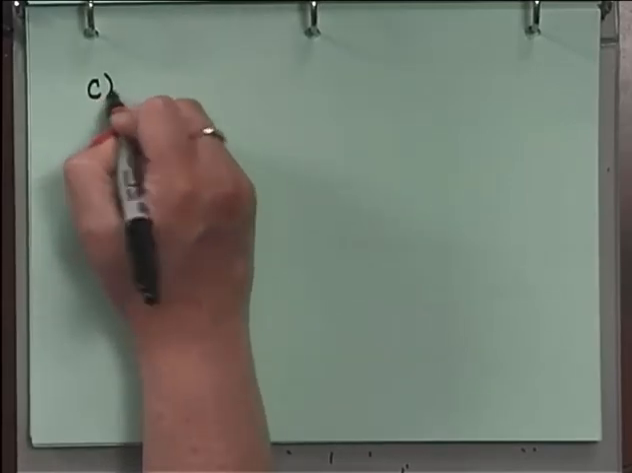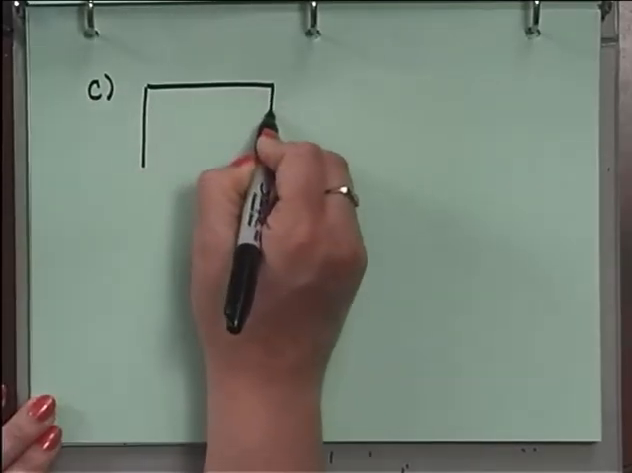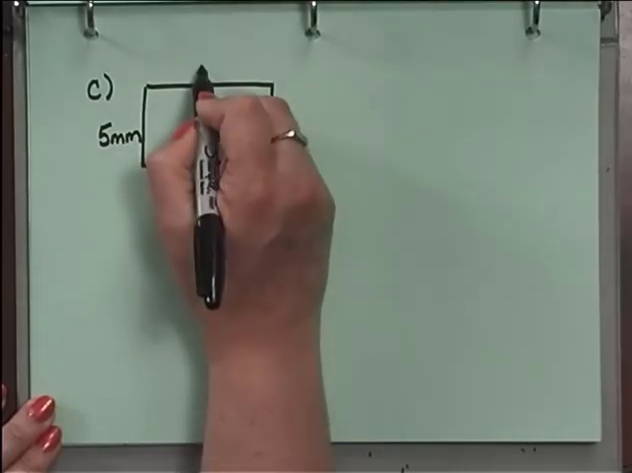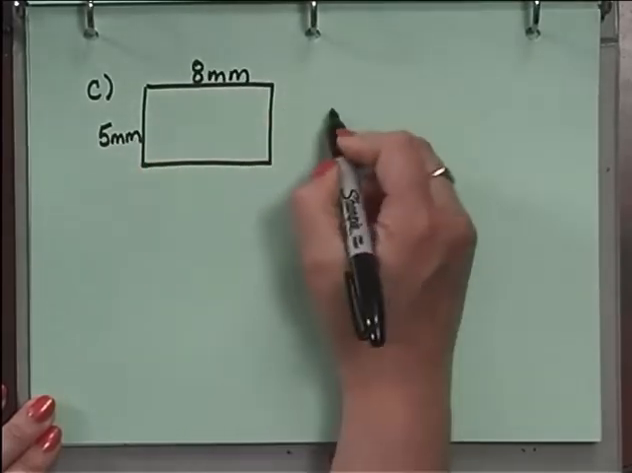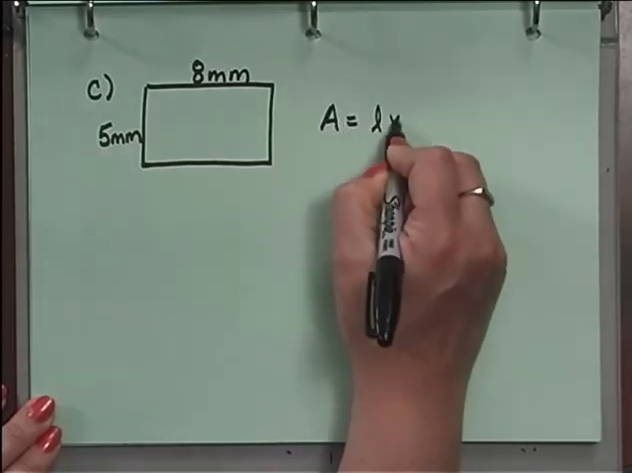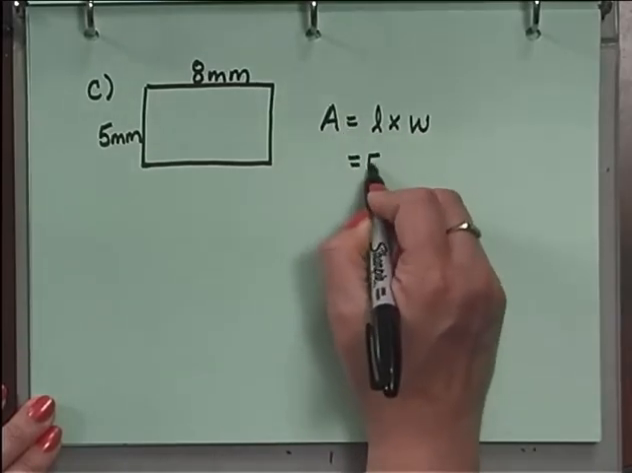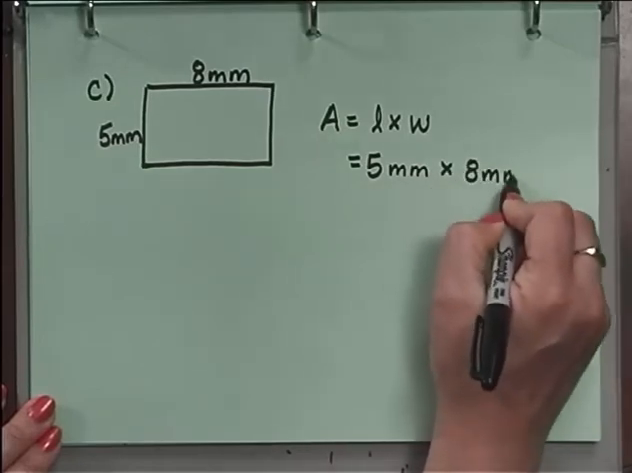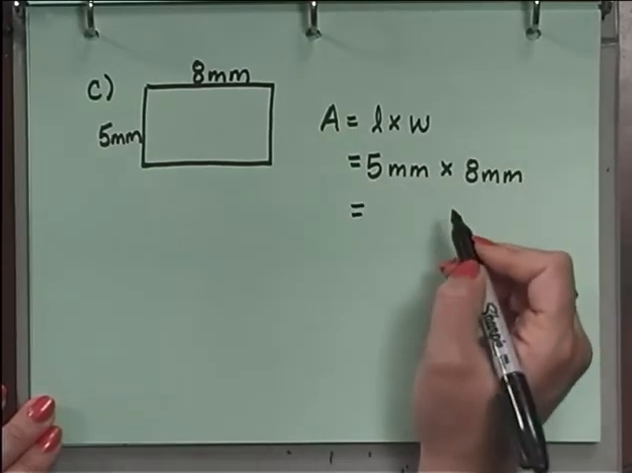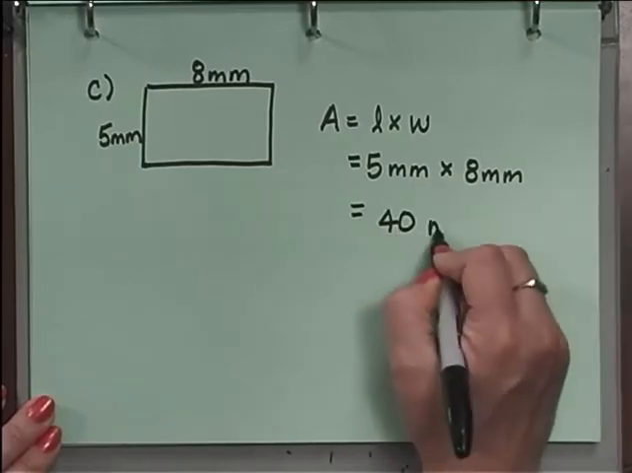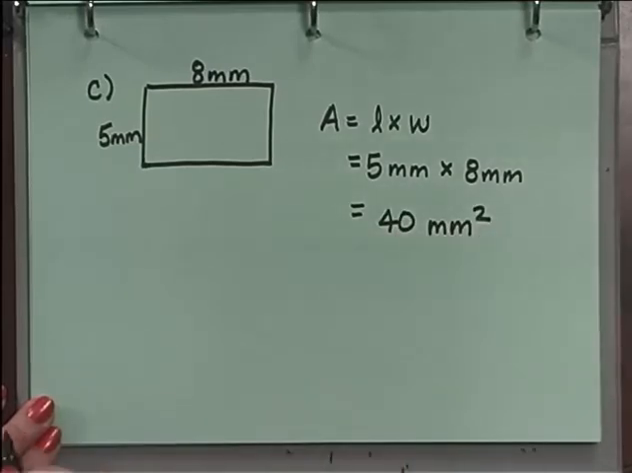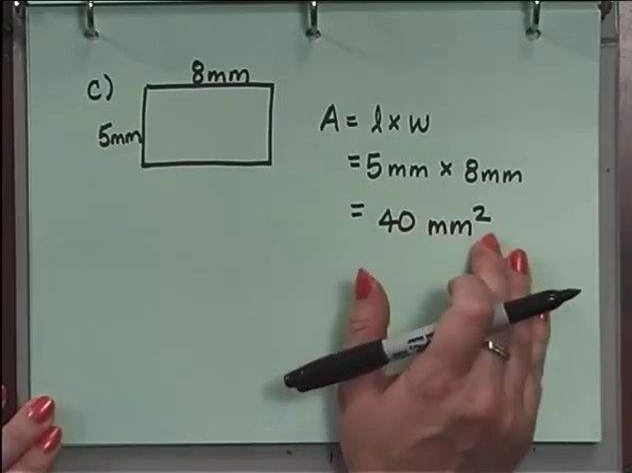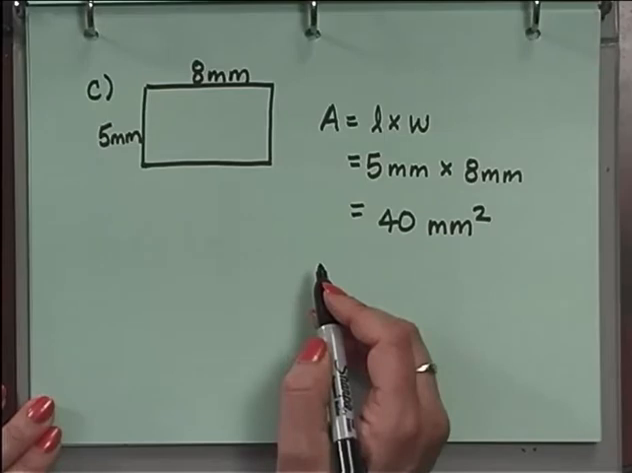Now for problem C, we're given a rectangle that is 5 millimeters by 8 millimeters. So our area is going to be length times width, which is going to be 5 millimeters times 8 millimeters, or 8 millimeters times 5 millimeters. It doesn't matter the order in which you multiply. And this is 40 square millimeters. Okay? And also remember you could write SQ and then put in mm for square millimeters.